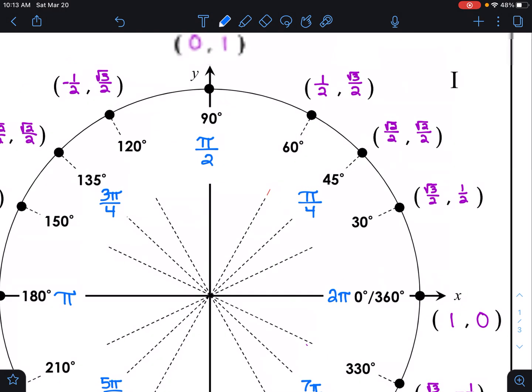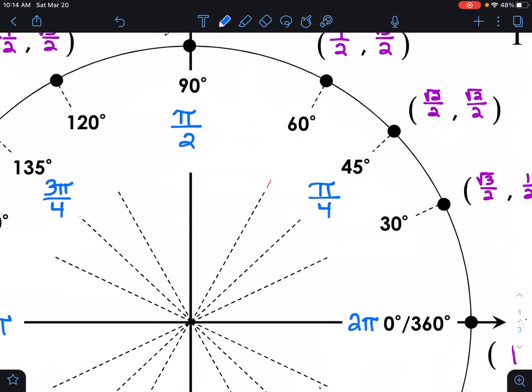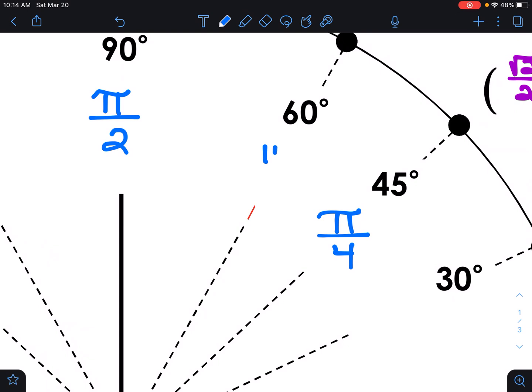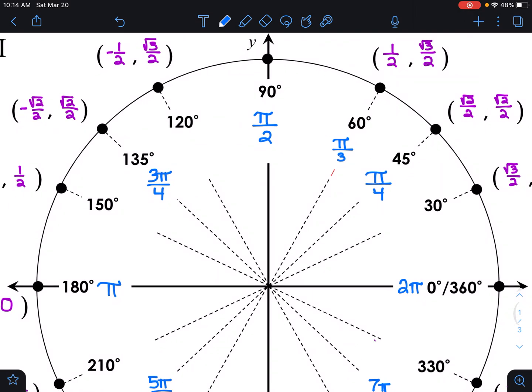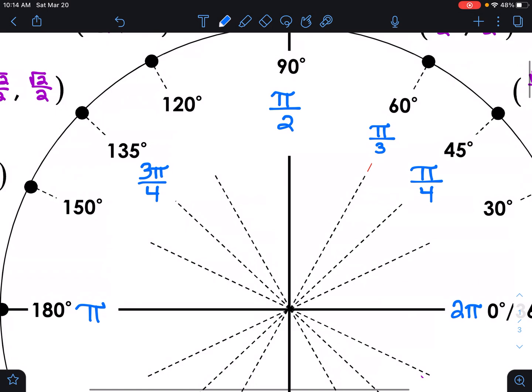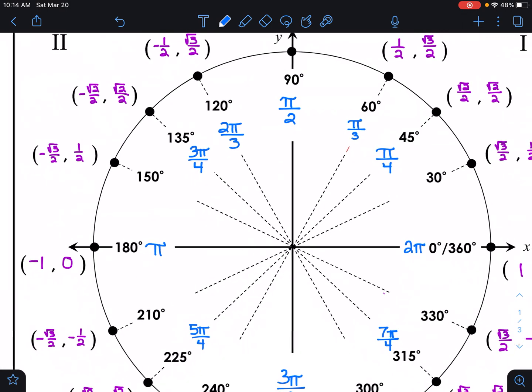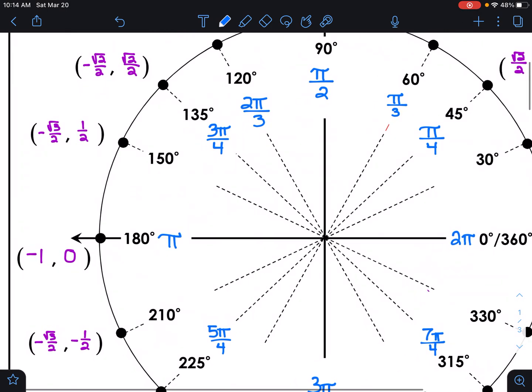Okay, now let's do, I don't know, let's try 60 degrees. Let's see how good we are. This is a little tricky. If this is 1 pi, that's 180 degrees. This is a third of that. It's 60 degrees, right? So this should be 1/3 pi, also known as pi over 3. So then 120 would be 2 pi over 3. And 180 would be 3 pi over 3, which is 1 pi.